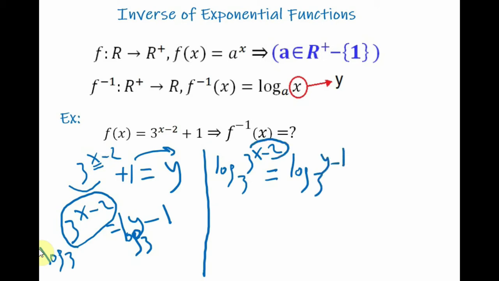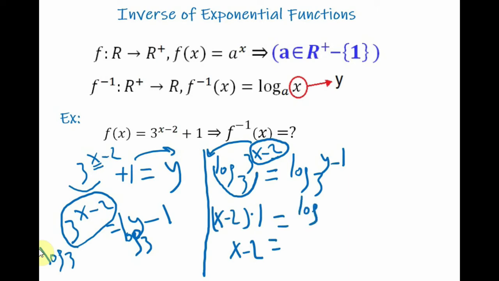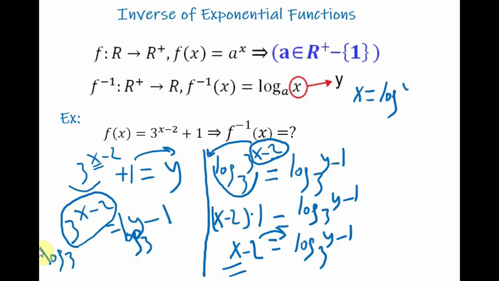And why did I do that? Because that exponent is going to come to the front of the logarithm. And logarithm of 3 in base 3 is going to be equal to 1, of course. So x minus 2 times 1, which is x minus 2, is going to be equal to logarithm of y minus 1 in base 3. And just send this negative 2 to the other side to leave x alone. So x is going to be, guys, logarithm of y minus 1 in base 3 plus 2.